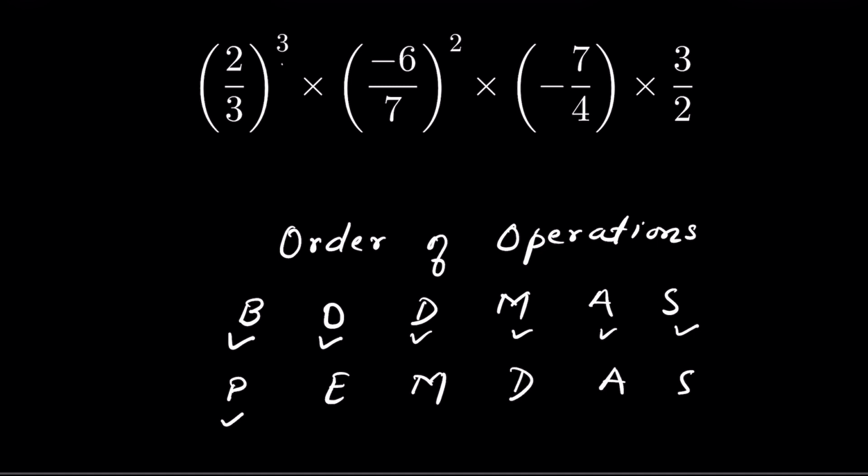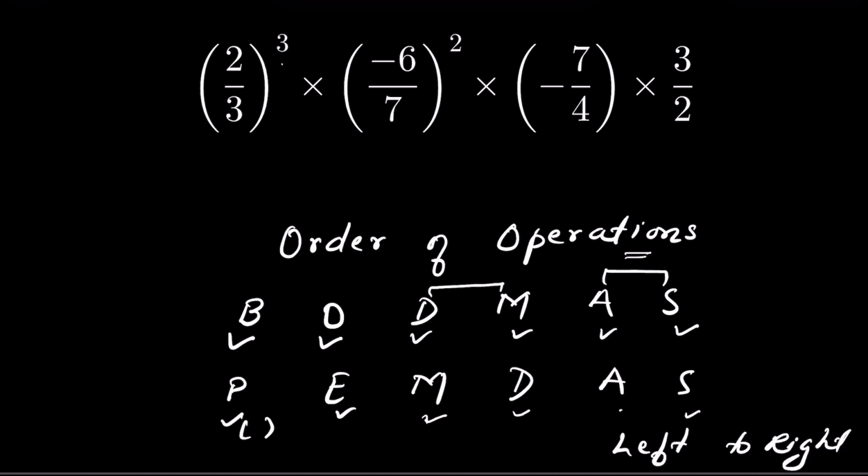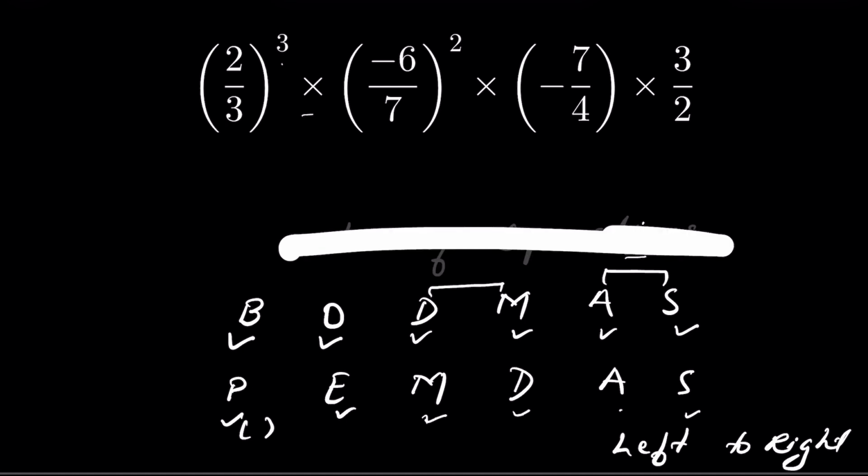P for parenthesis, which means bracket, E is for exponent, M is for multiplication, D is for division, A for addition and S for subtraction. Division, multiplication and addition, subtraction, they are grouped together. So do not get confused about what to do first, because in PEMDAS you can see we have multiplication and then division. We solve them from left to right. Based on this order of operations, we have to solve the exponent first, then we will do the multiplication. So let's solve this question.